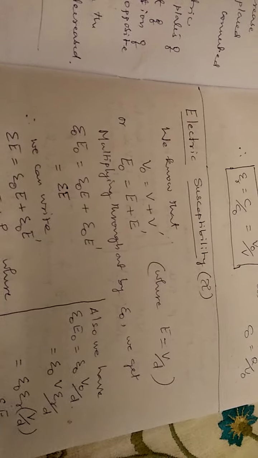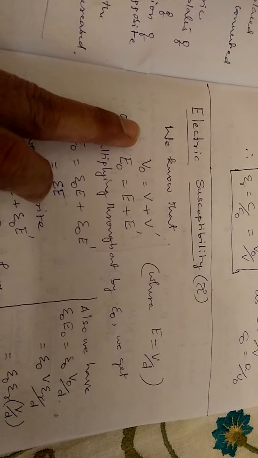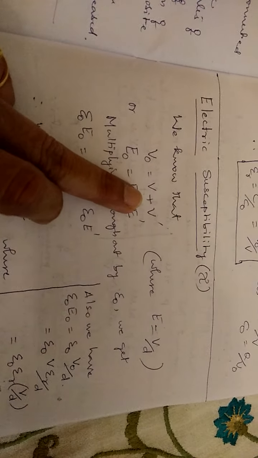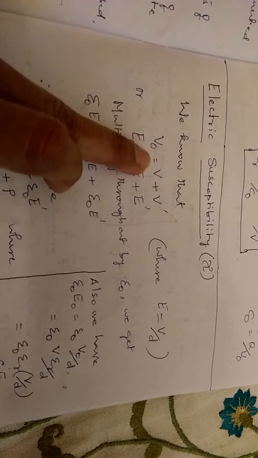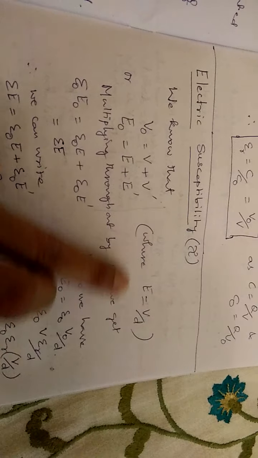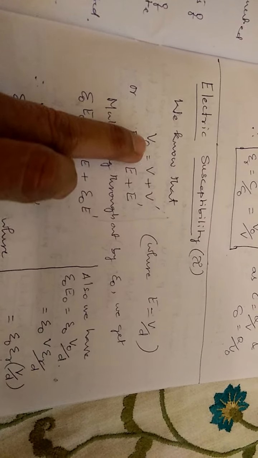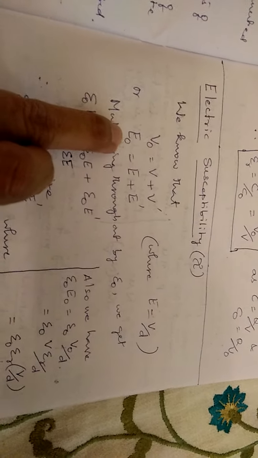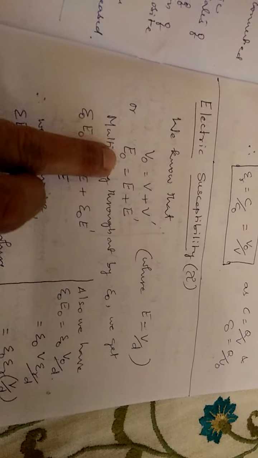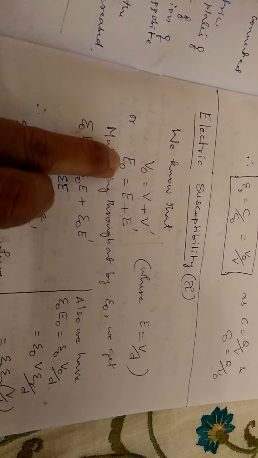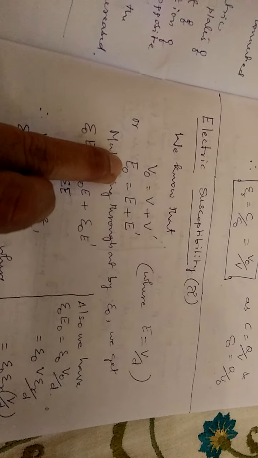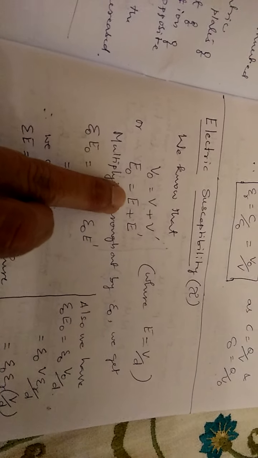Let us study about electric susceptibility now. It is represented by chi. We know that V0 is equal to V plus V dash, that I have described in the last class. Where E is equal to V by D, we can write V0 is equal to V plus V dash in terms of E also. This E is the intensity of electric field, or we can tell only electric field: E0 is equal to E plus E dash.